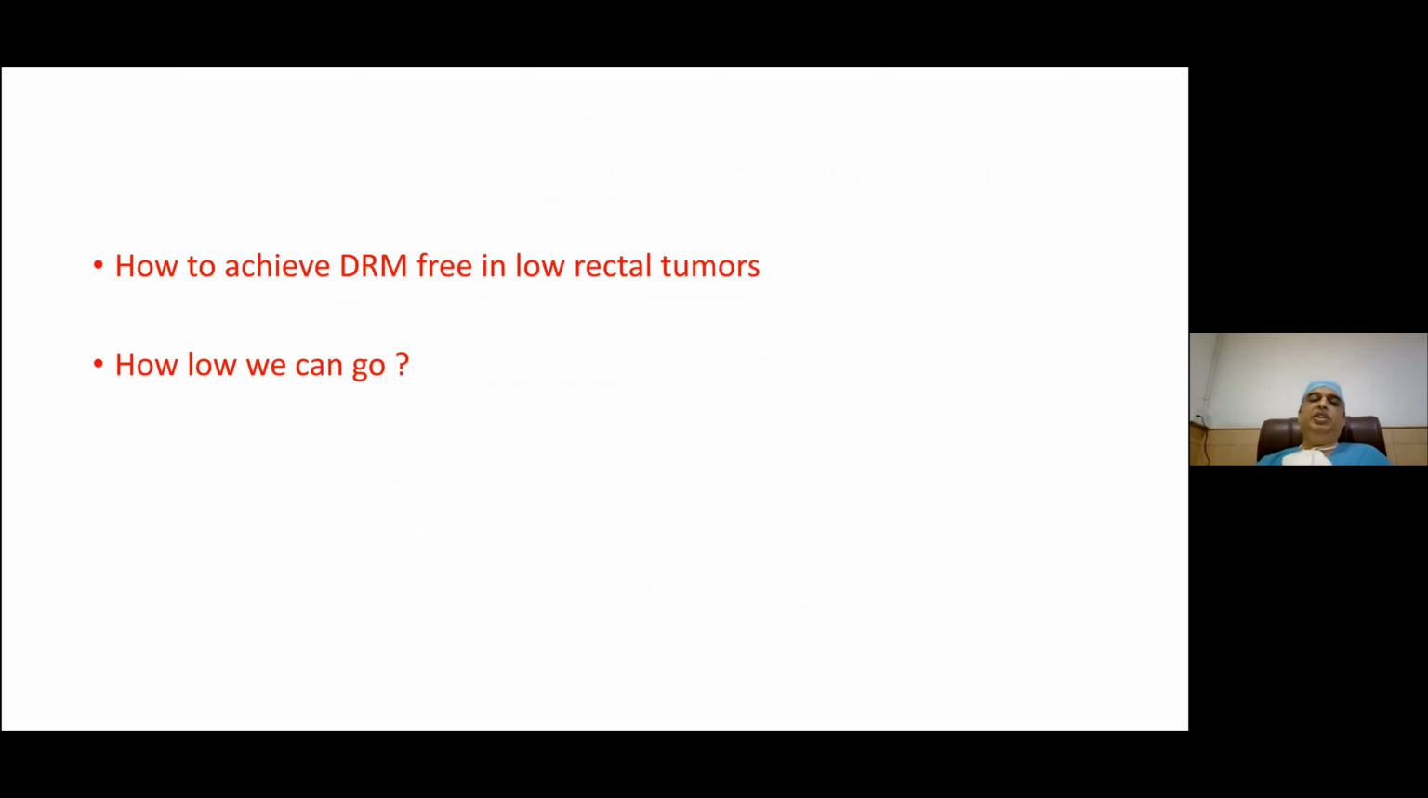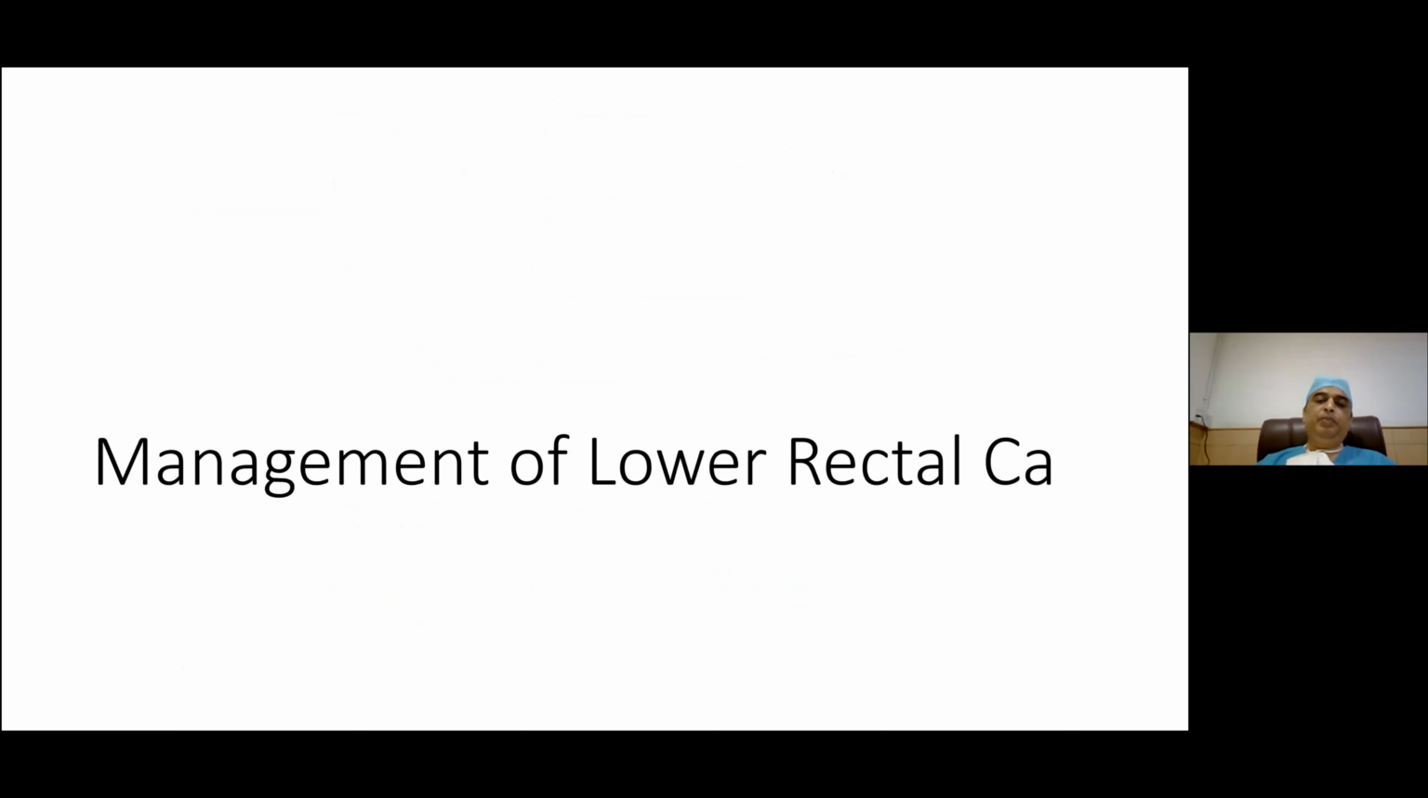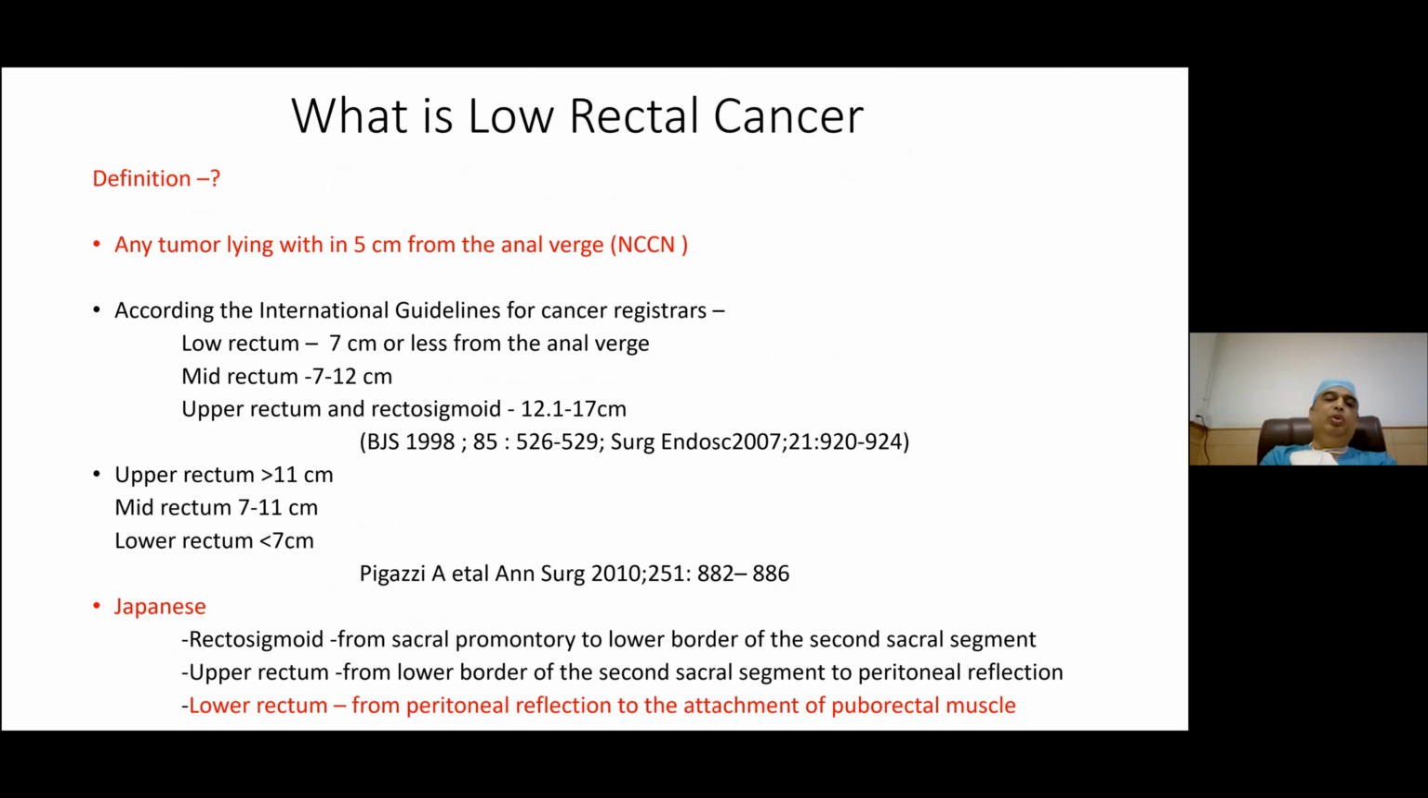So how to achieve the distal resection margin in low rectal tumors, that is the big question. Coming to the management of low rectal cancer, it is important to identify what is low rectal cancer. Again, there is a lot of controversy. What is low rectum? NCCN recommends less than 5 centimeter, but most of the other centers use 7 or 7.5 centimeter from the anal verge as low rectal cancer. The Japanese use the peritoneal reflection to identify low rectal cancer, but we have been using a 7 or 7.5 centimeter margin. All tumors below the 7 centimeter margin, we take as low rectal cancer for management.